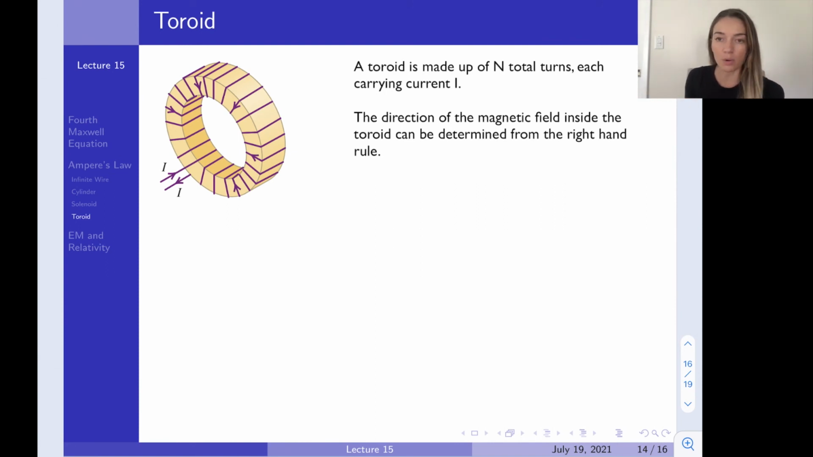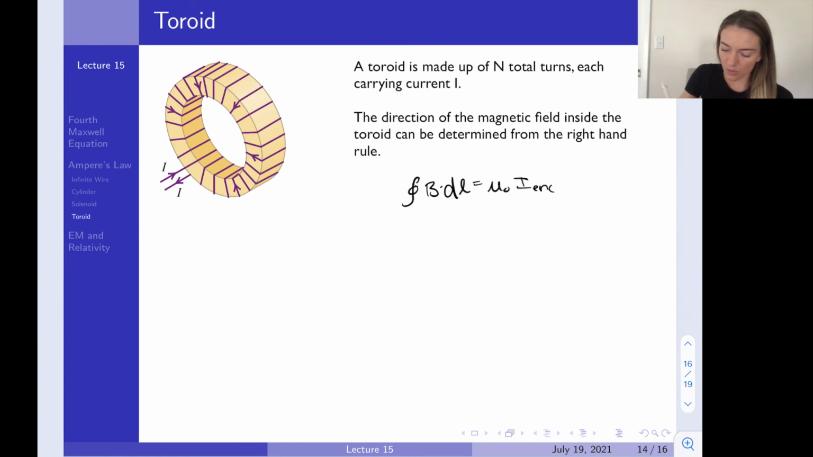For a toroid, we say that it's made up of capital N total turns. So this toroid has N total turns, as opposed to when we did the infinite solenoid, where we were looking at the turns per unit length. When we denote the total turns for a toroid, we use capital N. And then each turn is carrying a current I. So for this one, we're going to use Ampere's law: B dot dl is equal to mu naught I enclosed.